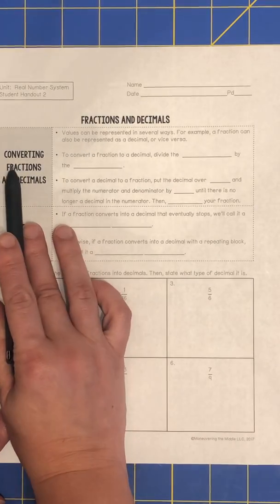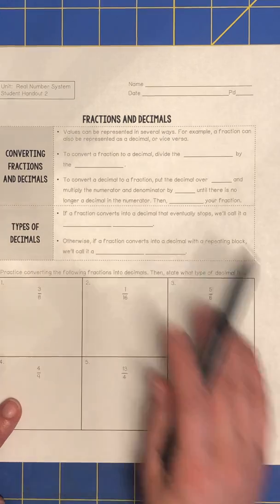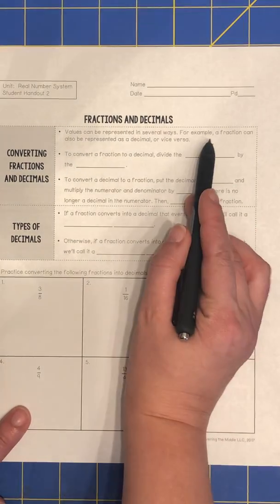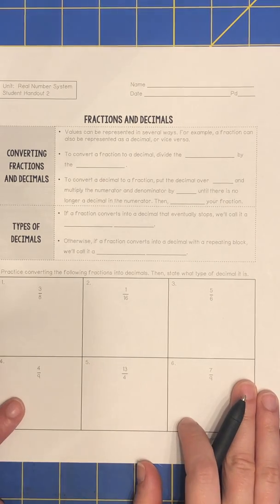All right, so converting a fraction and a decimal. Values or numbers can be expressed in several ways. For example, a fraction can be represented as a decimal or vice versa. So I can represent a number as a fraction, I can represent it as a decimal, back and forth. They're kind of opposites of one another.